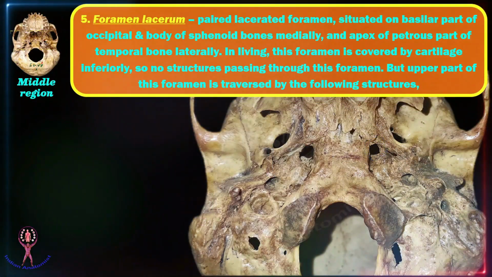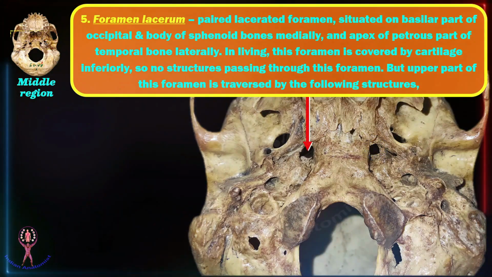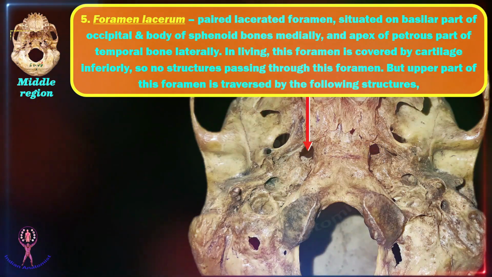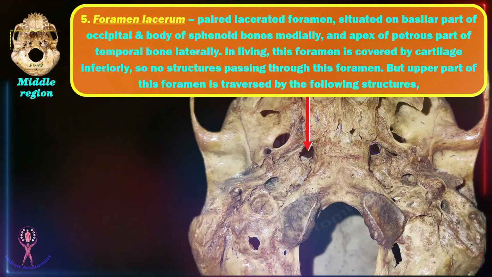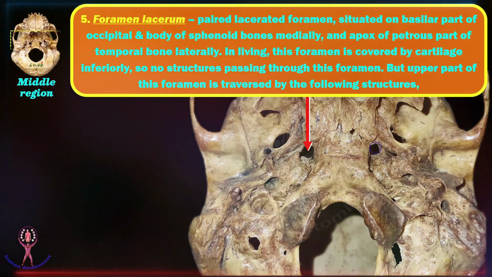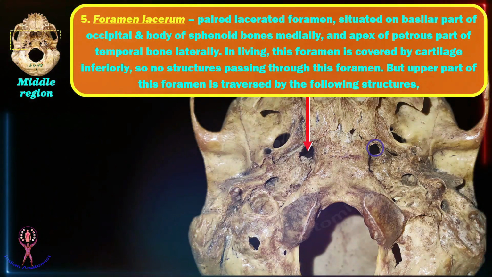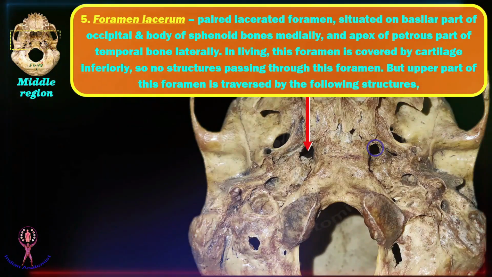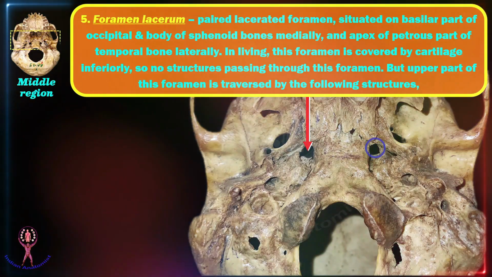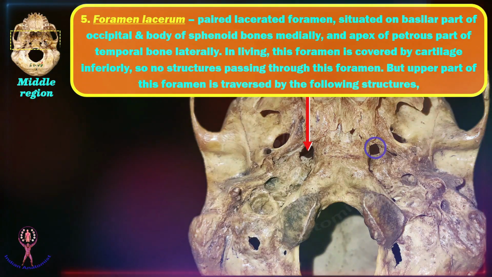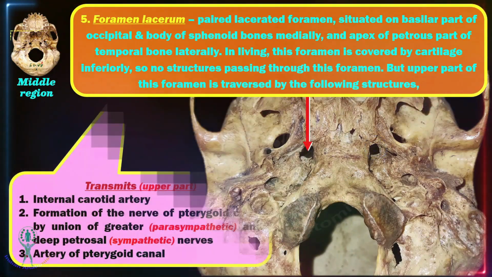Next is foramen lacerum. These are paired lacerated foramina situated on the basilar part of occipital and body of sphenoid bones medially and apex of petrous part of the temporal bone laterally. In living, the foramen is covered by cartilage inferiorly, so no structures pass through this foramen, but the upper part of this foramen is traversed by the following structures.